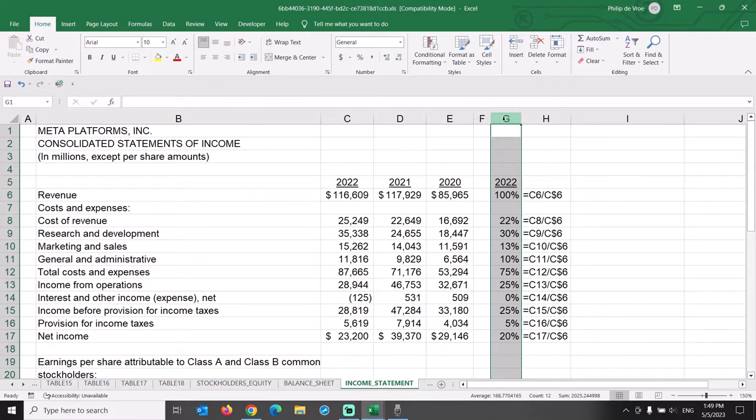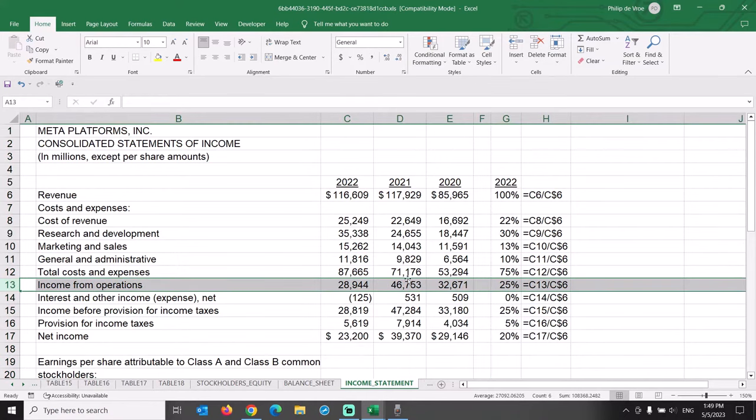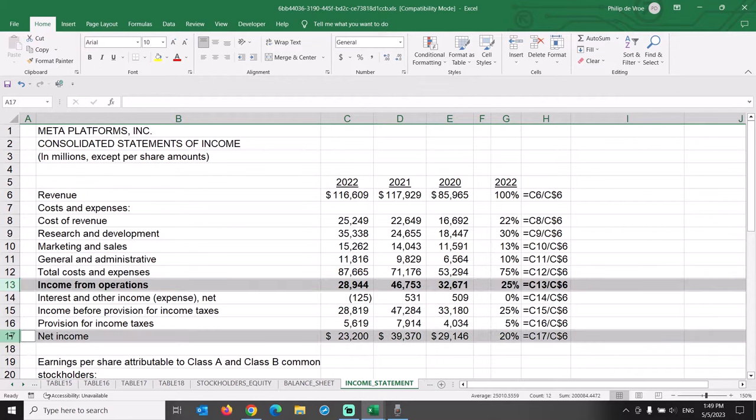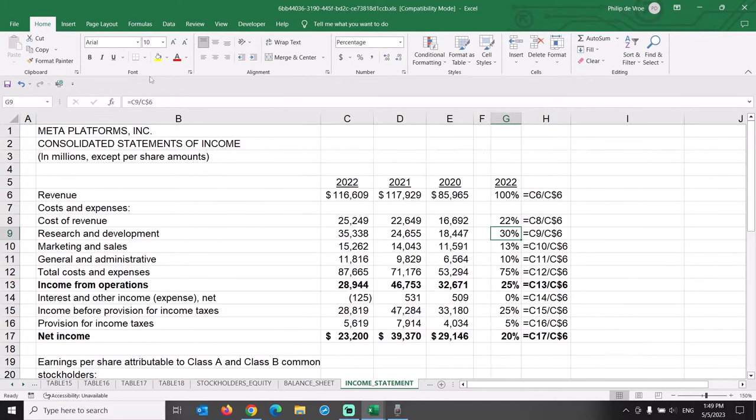The first thing we learn in this vertical analysis of the income statement is that Meta Platforms had income from operations of 25% of revenue and net income of 20% of revenue. In terms of expenses, research and development is the single largest line item at 30% of revenue. $35 billion spent on R&D in cell C9 on a revenue of nearly $117 billion in cell C6.